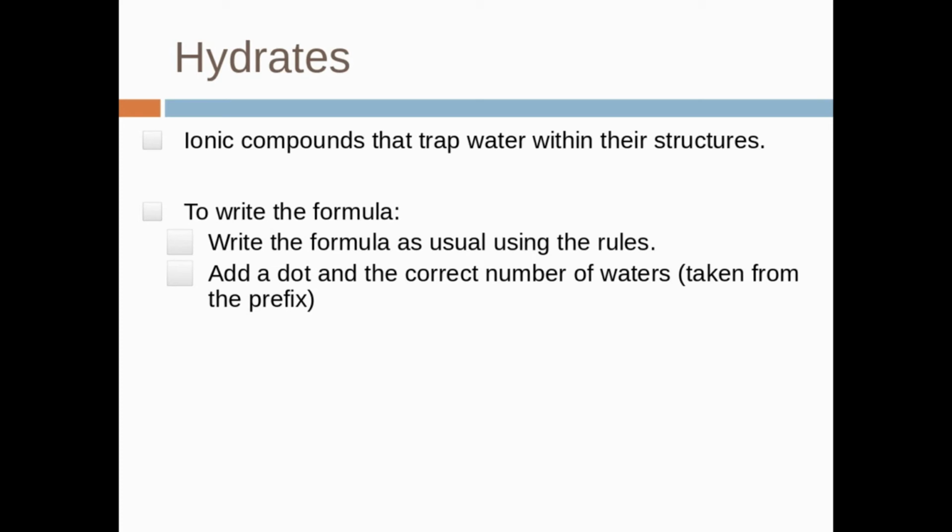So in order to write the formula of a hydrate, we write the formula of the ionic compound as we usually would, following whatever rules we need to, whether it has a polyatomic ion or a transition metal or whatever. We just follow those rules. And then we write a dot and the correct number of waters. So if the name says dihydrate, then we would put a dot and 2 H2O because di means 2.